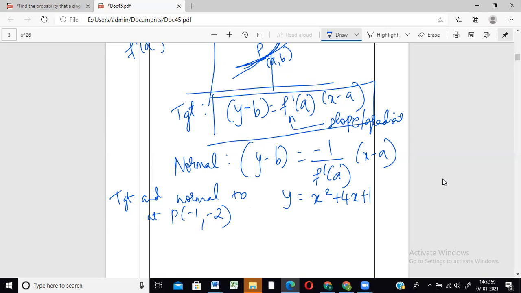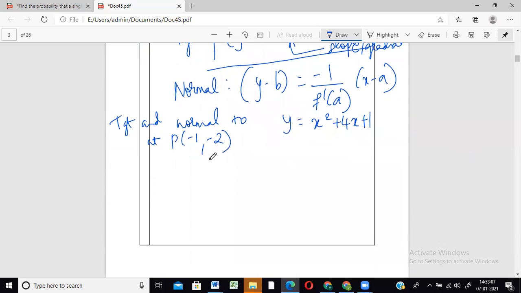Tangent and normal to the curve y is equal to x square plus 4x plus 1 at point P is equal to minus 1 comma minus 2. Now this is the equation given to us: y is equal to x square plus 4x plus 1.